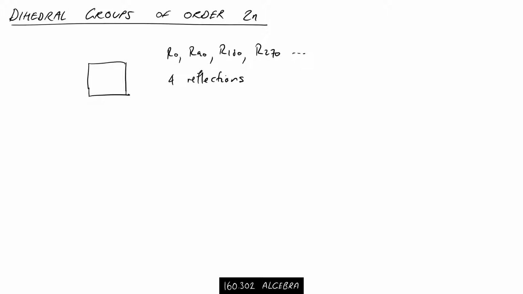Now these groups work for any regular polygon, so we could do it for a triangle. That would give us D3. We'd have 3 rotations: R0, R120, and R240. And again, 3 reflections, this time along these symmetry lines here. If I drew my picture better it would help, but you can see there'd be three reflections.